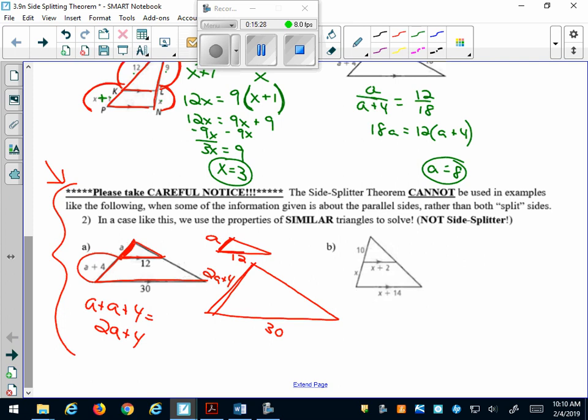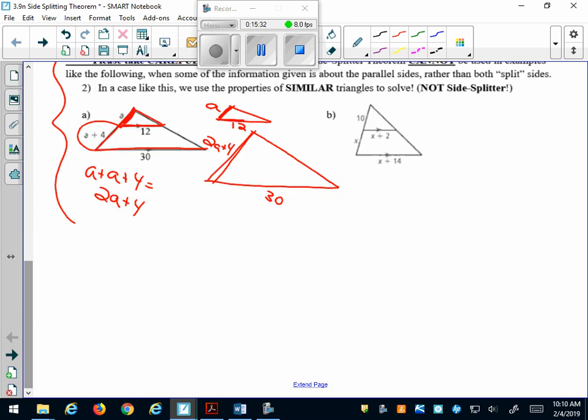And then we would set up a proportion from there. A is to 2A plus 4, as 12 is to 30. Don't forget to distribute when you solve.